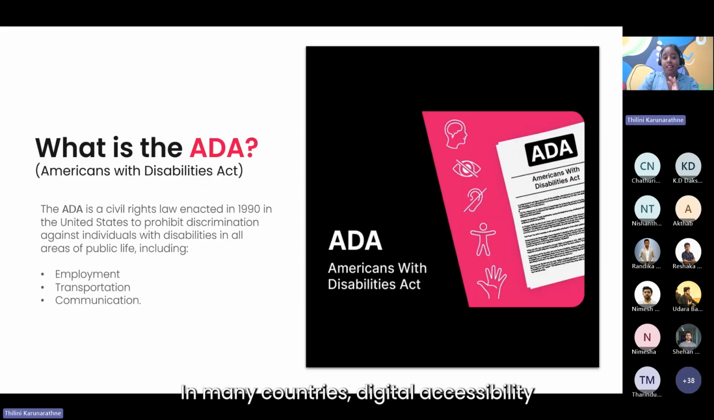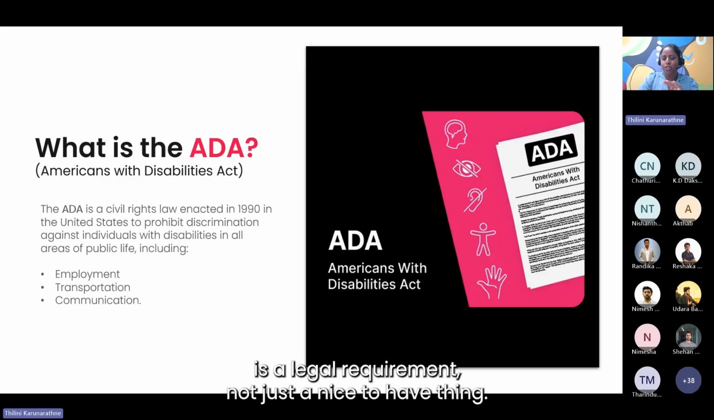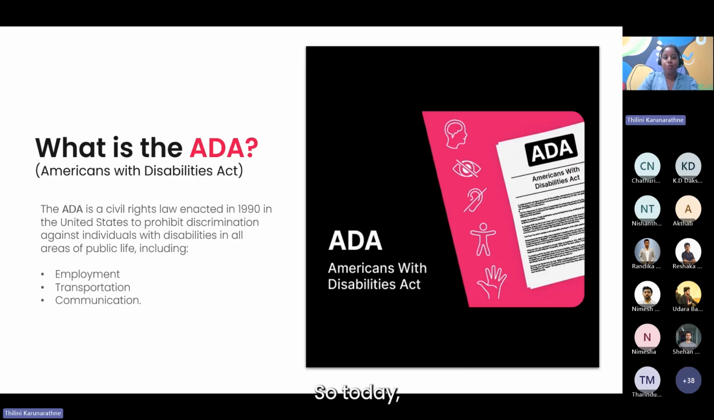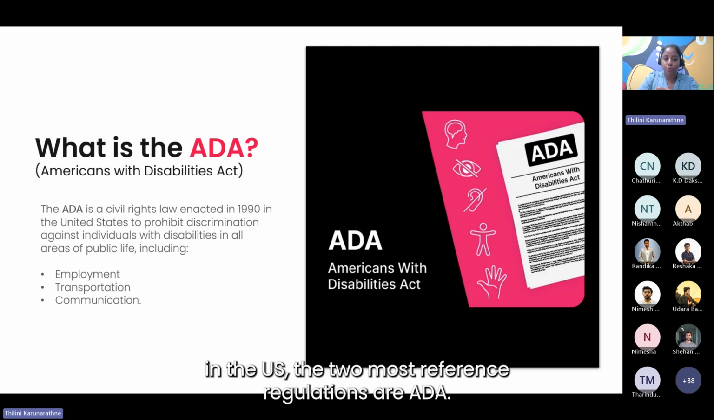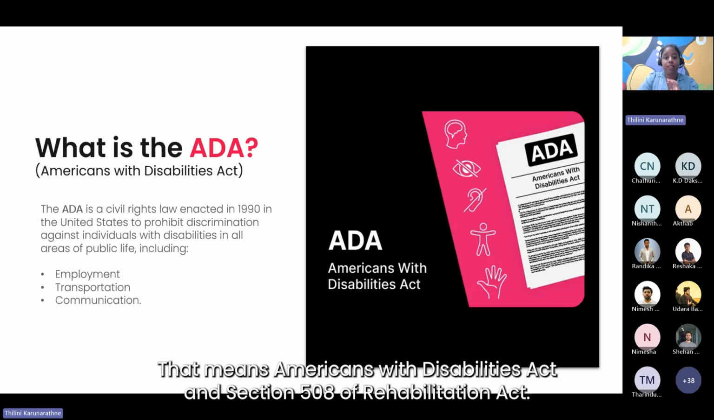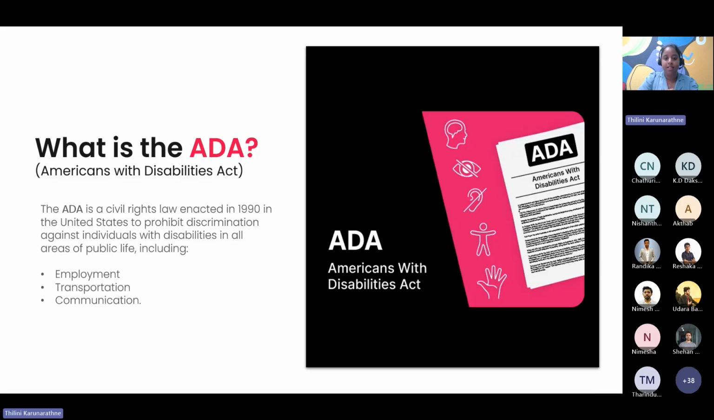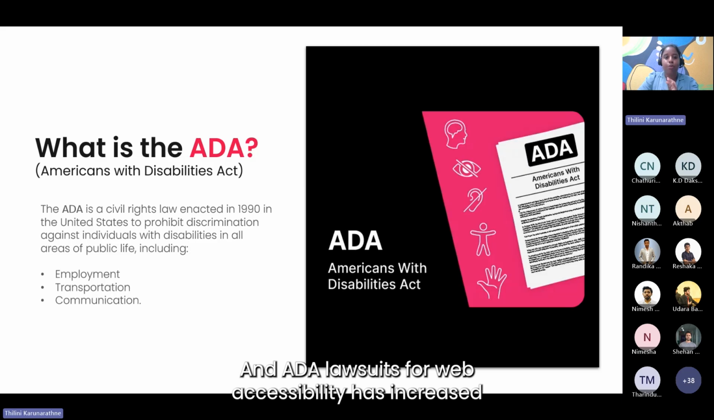In many countries, digital accessibility is a legal requirement, not just a nice-to-have thing. Today, we are mainly focusing on US-based acts, but there are several in practice. In the US, the two most referenced regulations are the ADA, the Americans with Disabilities Act, and Section 508 of the Rehabilitation Act. The ADA was formed in 1990 and it's a US civil rights law.